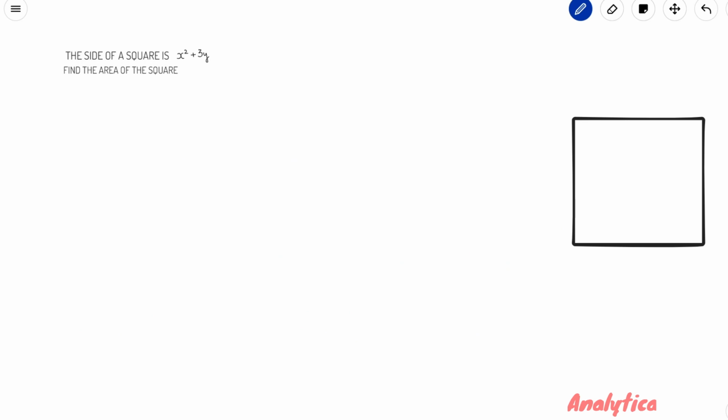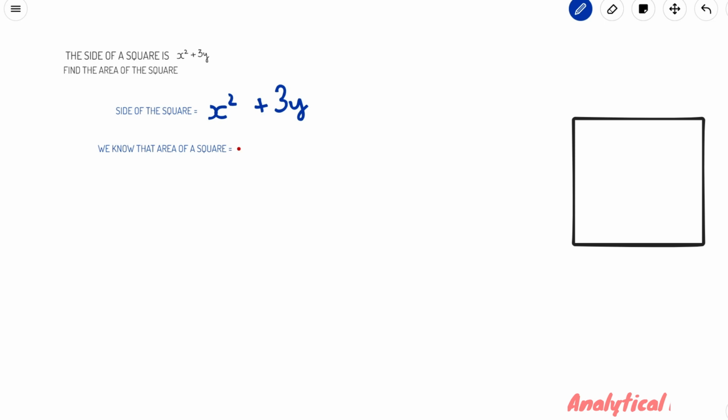Here is our next question. The side of a square is x squared plus 3y. Now our goal is to find the area of the square. So it's been given that the side of the square is x squared plus 3y. Now we have to find the area of the square.